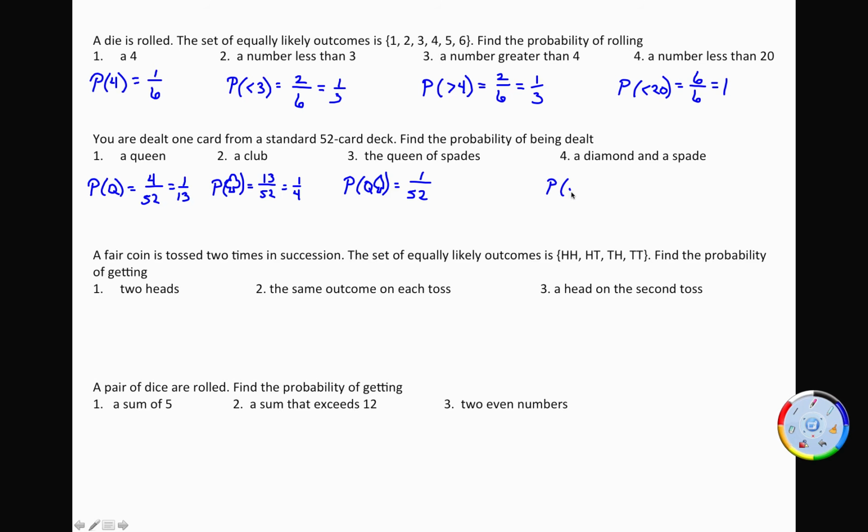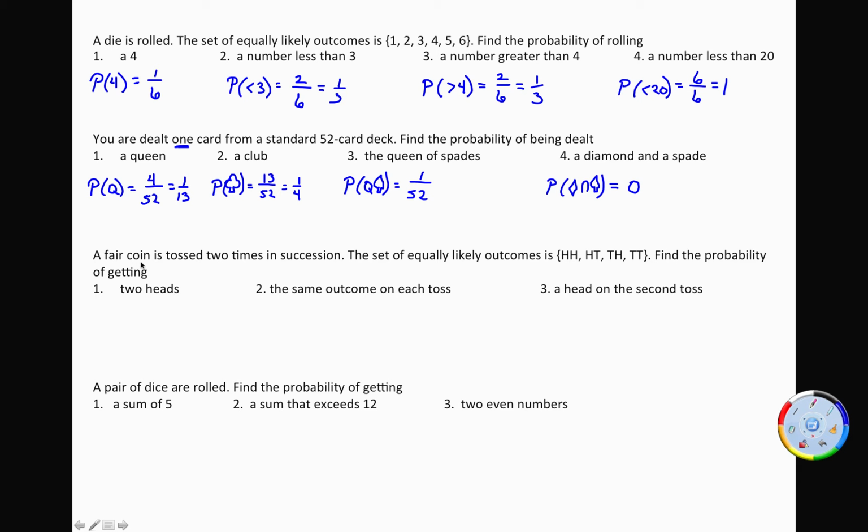What's the probability that you're going to get a diamond and a spade? Well, if you're dealt one card, right, one card, how many cards are diamonds and spades on the same card? None. You cannot draw a diamond and a spade on the same card. So that's another thing to continue to pay attention to as we go along, the difference between, are you talking about drawing one card or 2 cards or whatever? And we'll talk about those other options later, but right now one card cannot be a diamond and a spade.